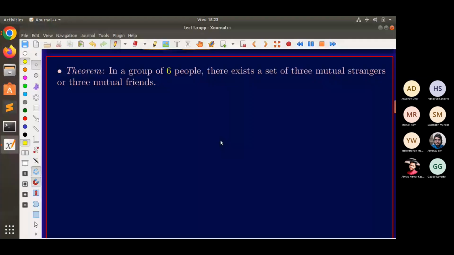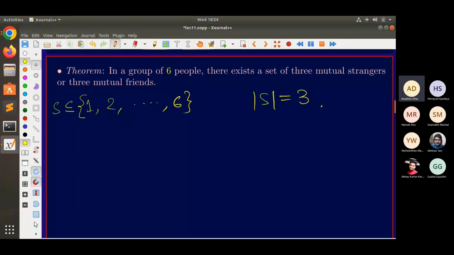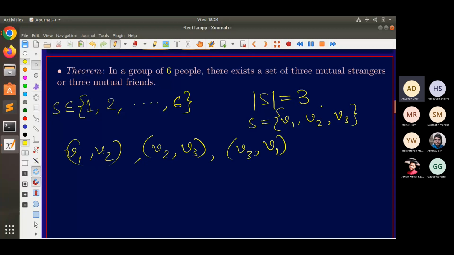Is the statement clear? So formally, if you have people numbered from 1 to 6, then you can find a subset S of size 3, let's say S is equal to B1, B2, B3, such that either B1 and B2 are friends, B2 and B3 are friends, and B3 and B1 are also friends, or each of these pairs is meeting for the first time. So how do we prove this?